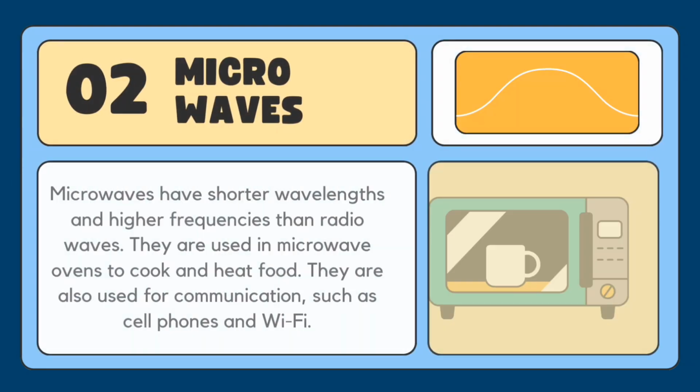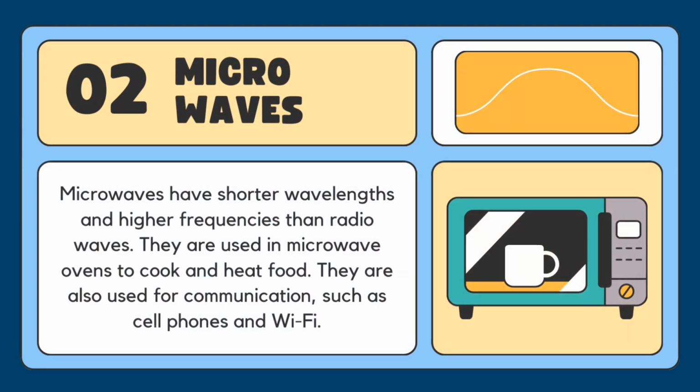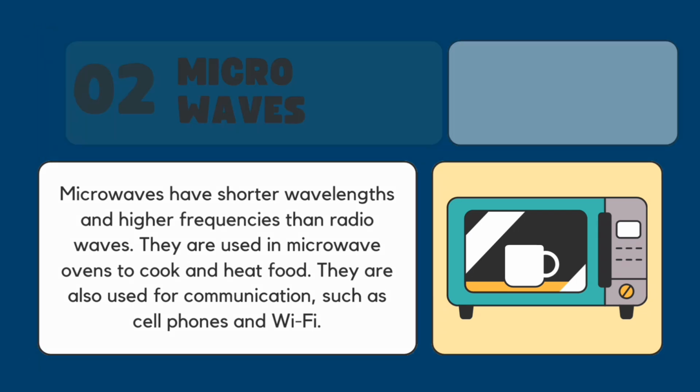Now we will learn about microwaves. Microwaves have shorter wavelengths and higher frequencies than radio waves. They are used in microwave ovens to cook and heat food. They are also used for communication such as cell phones and Wi-Fi.